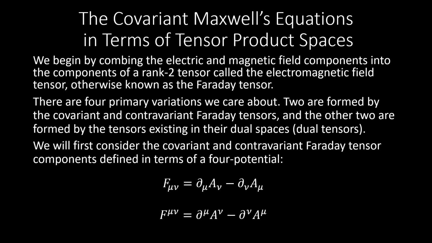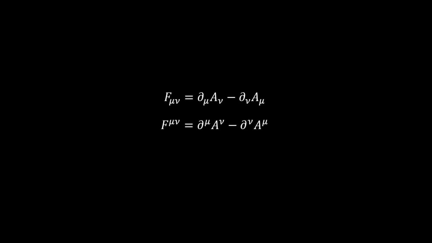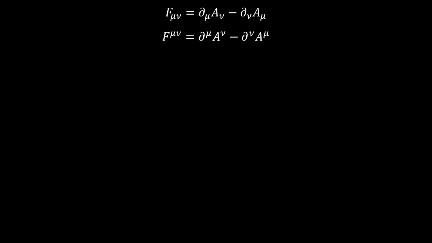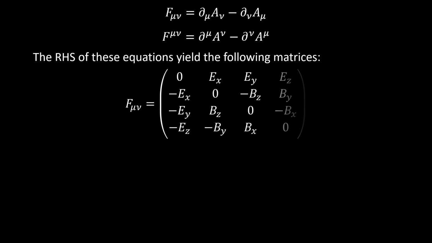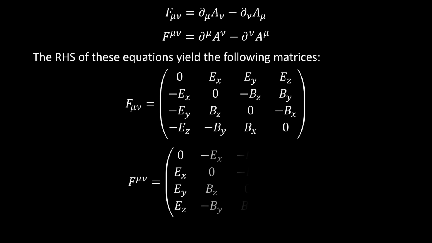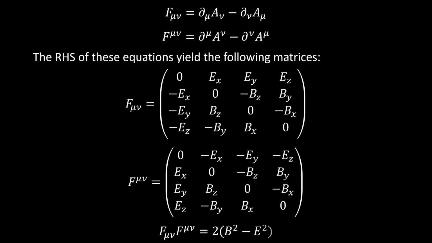These will be our two tensor equations from which the rest of electromagnetism shall fall out. The right-hand side of these equations yields the following matrices. Interesting structure here, especially with zeros all the way down the diagonal. But what happens when we multiply this covariant and contravariant tensor together? We get 2 times the squared magnetic field minus the squared electric field.